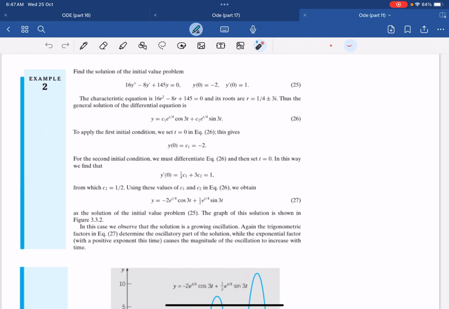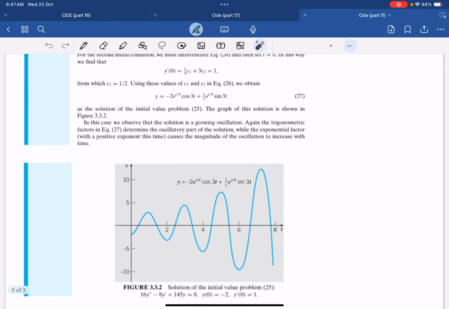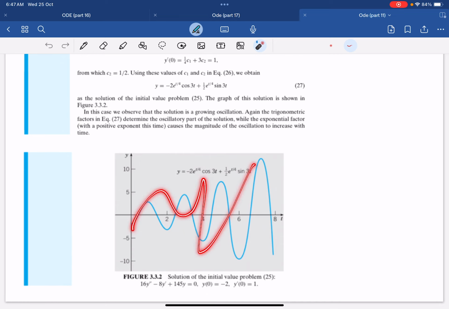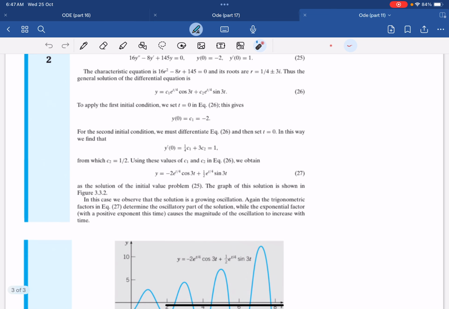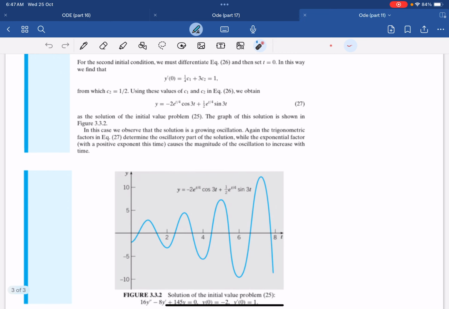So this will be the solution to the IVP. And we can see how the graph looks whenever we have such a solution: it grows in an oscillating manner. Again, why does it oscillate? It is because of this trigonometric term over there, while the exponential term gives it the increasing amplitude.